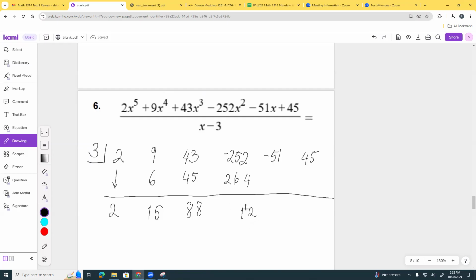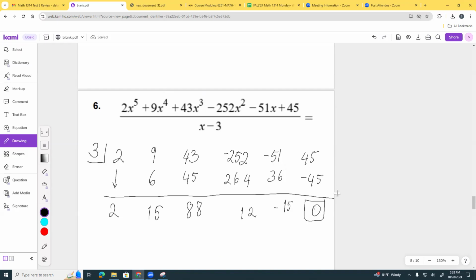Now what's going to happen to the positive 12 and 3? Yes, 12 times 3 is 36. Now when we add the negative 51 and 36, what do I get? Negative 15. Yeah. Finally, negative 15 times 3, negative 45. When we add these two last numbers at the end, what do I get?